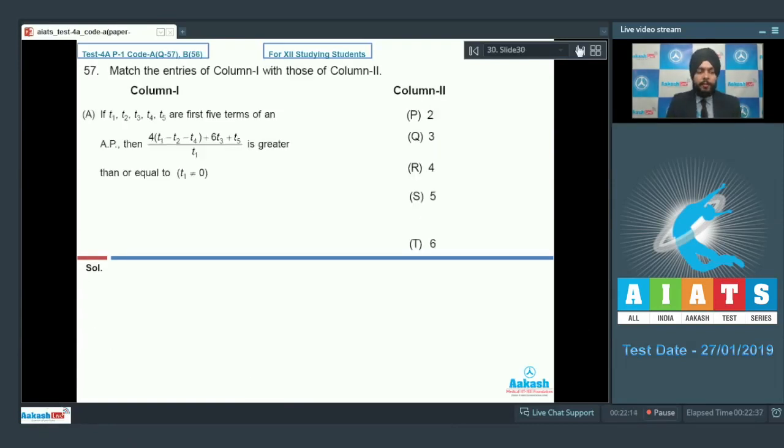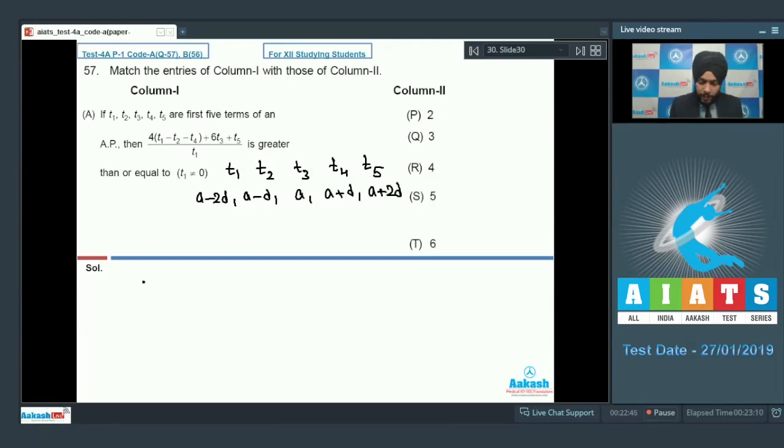Question number 57. Again we have to match the entries of column 1 with those of column 2. If T1, T2, T3, T4, T5 are the first 5 terms of an AP, then (4 into T1 minus T2 minus T4 plus 6 into T3 plus T5) upon T1 is greater than. So whenever we need to assume 5 terms, T1, T2, T3, T4, T5, we'll assume them as a minus 2d, a minus d, a, a plus d, a plus 2d.